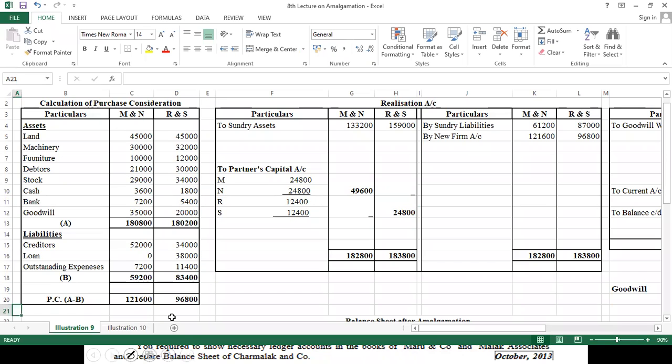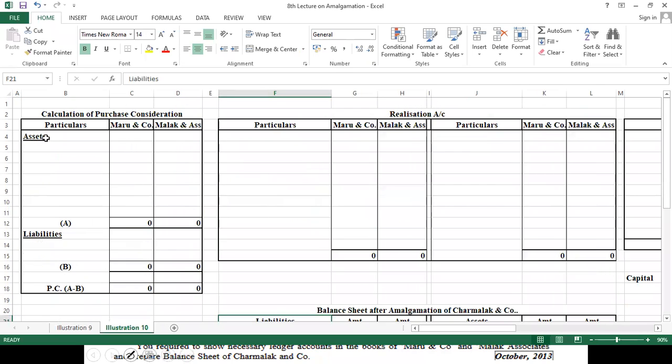Yes, this is problem number 10. For calculating purchase consideration, first of all, we have to calculate total assets at market value and external liabilities. So let's see the assets.